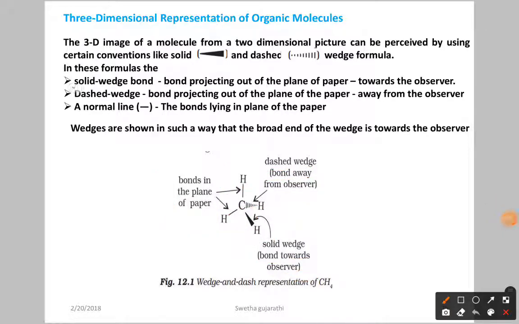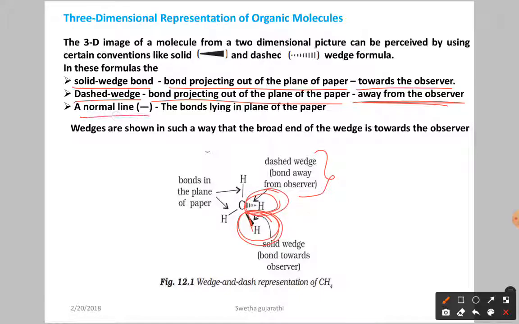So here you can see the solid wedge bond projecting out of the plane of the paper, towards the observer. It is very close to the observer, so we can see it clearly. That's why it is drawn as a solid line. The dash wedge is a bond projecting out of the plane of the paper, but away from the observer. So it is somewhat far from the observer. That's why we are showing dash lines.